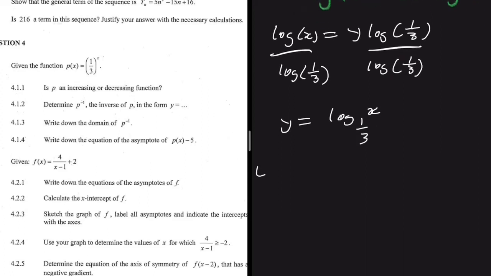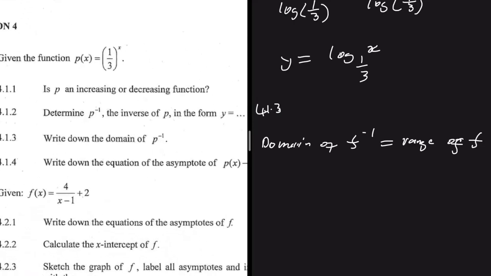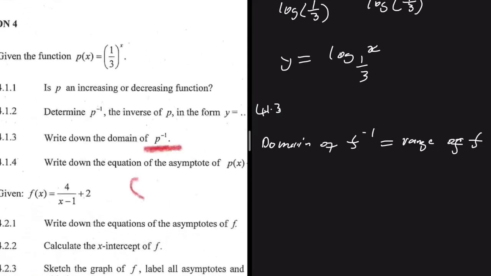4.1.3, let's write down the domain of P inverse. What I want you to know is that the domain of f inverse is equal to the range of f, right? So we're looking for the domain of P inverse. So actually we can find the domain of P inverse by just finding the range of P, right? And then for our function P of x equal to 1 divided by 3 to the x, you can see that the range is going to be y is greater than 0.